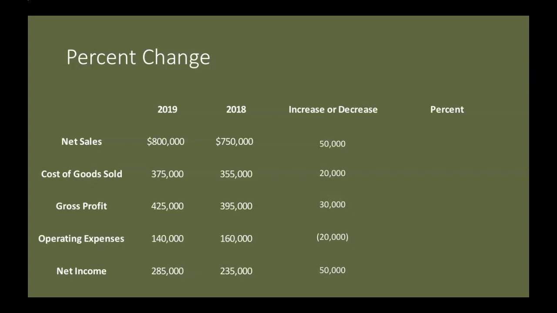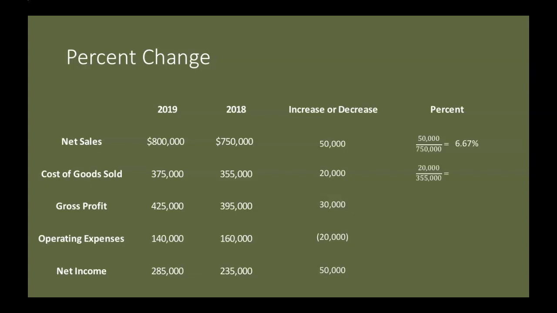So now we can work on finding the percent change for each of these. So for net sales, what we do is we take the difference between 2019 and 2018, that 50,000, and we divide it by the base year. The base year, if it's not specified, is going to be the oldest year. So 50,000 divided by 750,000 is a 6.67% increase. So that's your percent change in net sales.